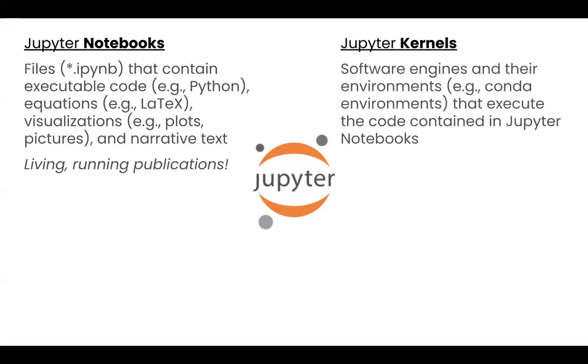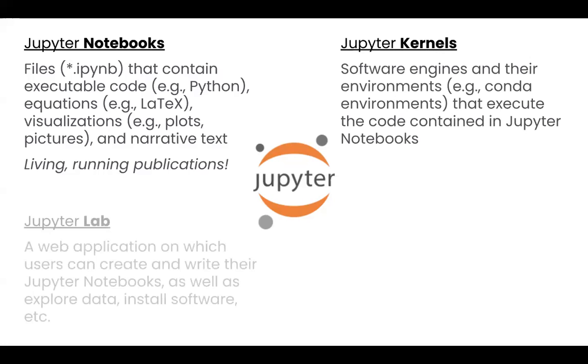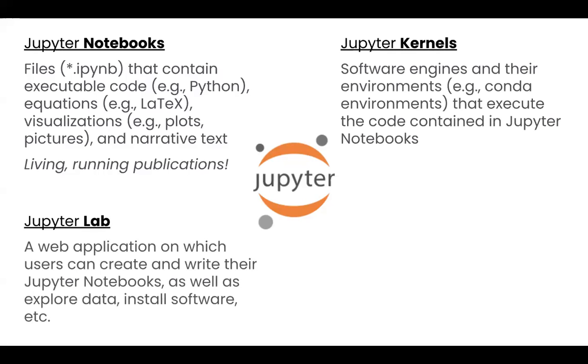The second component in the Jupyter ecosystem you should be aware of is Jupyter kernels. These are the software engines that sit behind or underneath the notebooks that run the code that is embedded in the notebook itself. The third component is JupyterLab. This is the preferred application. It's not the only one, but it's the preferred application we're going to discuss today for how to create and write Jupyter Notebooks.